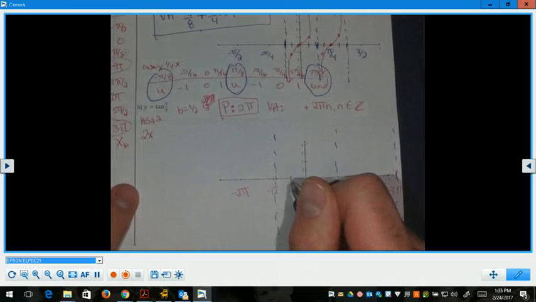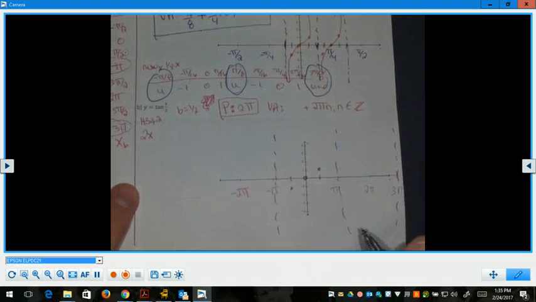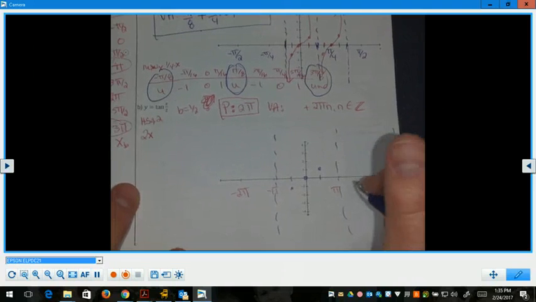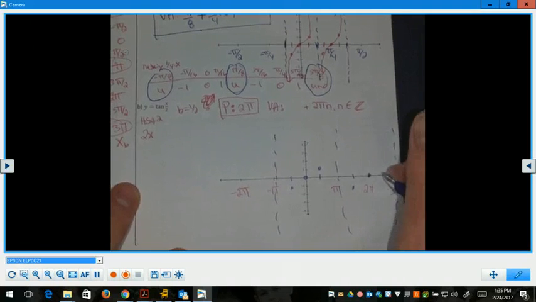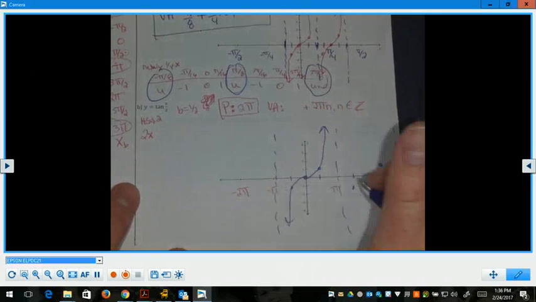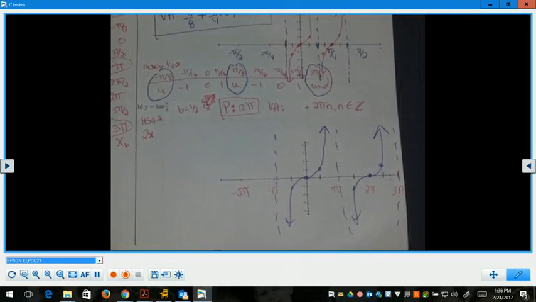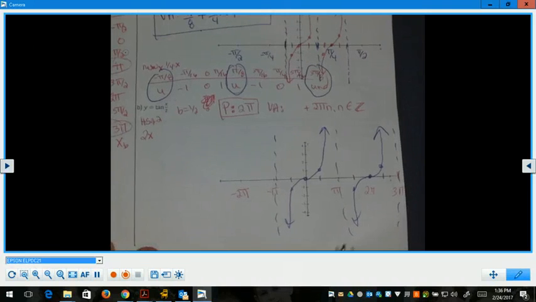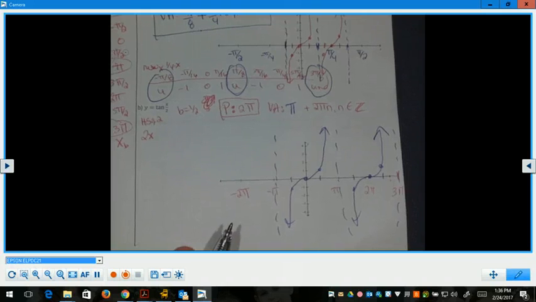At negative pi over 2, we have negative 1. At 0, we still have 0. At pi over 2, we have 1, because there was no vertical change from our parent function. At 3 pi over 2, we have negative 1. At 2 pi, we have 0. And at 5 pi over 2, we have 1. So there's what our tangent graph looks like for this one. The vertical asymptotes, the first one's located at pi units. Pi plus 2 pi is 3 pi, so we know that the formula we've written works. Any questions on example 1b?